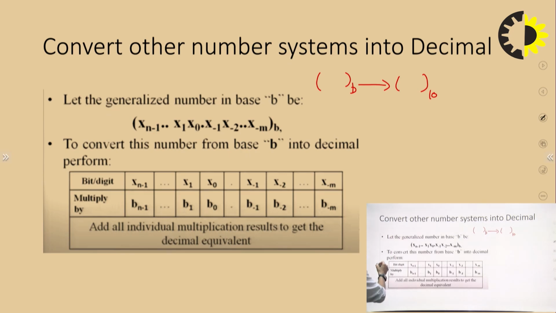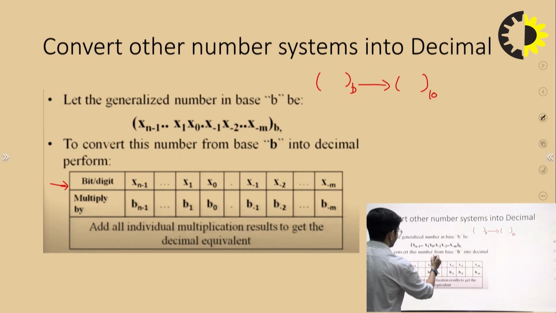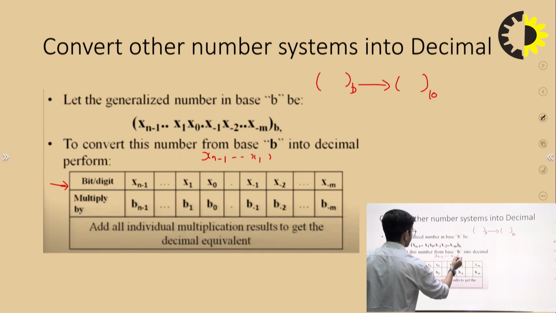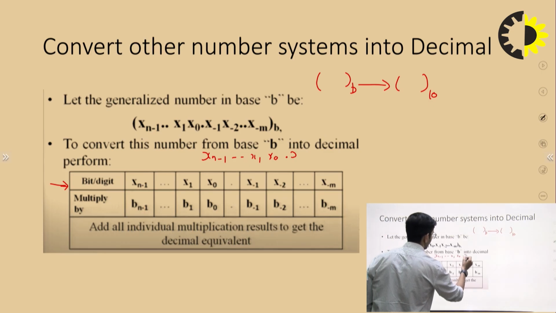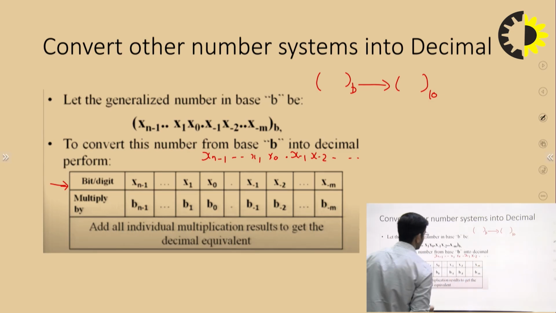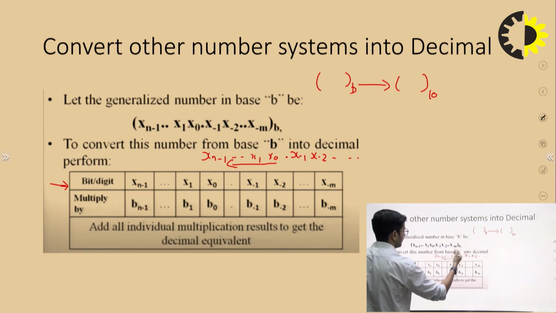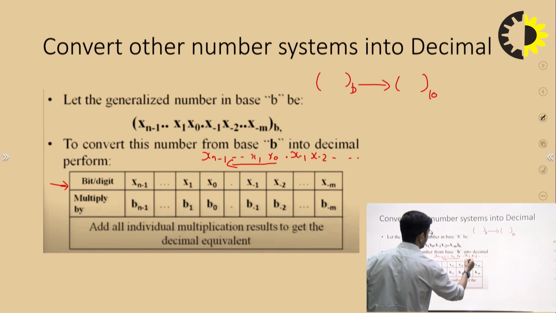As we can observe here, the number looks like this: x_(n-1) to x1, x0, and this is the fractional part, x to the power of minus 1, x to the power of minus 2, and so on. Before the fractional part, we are moving from right to left. After the fractional part, we are moving from left to right.